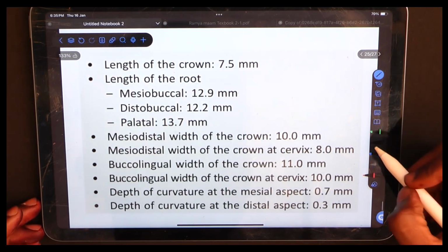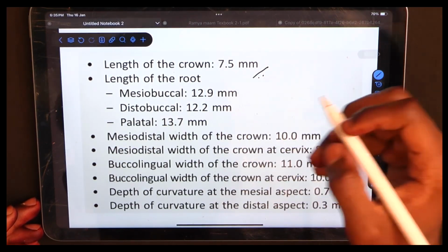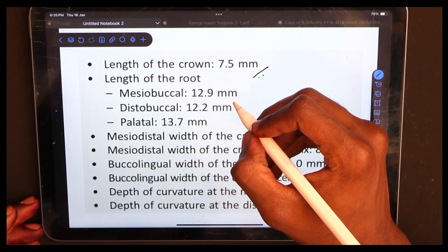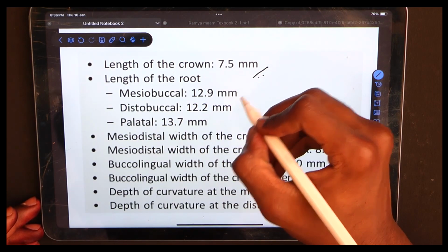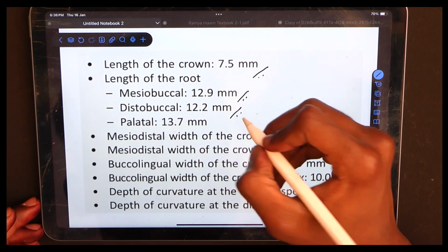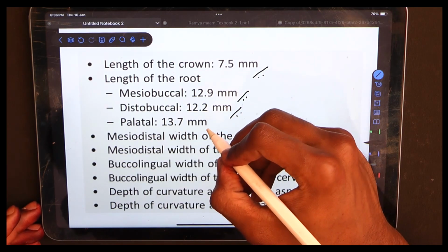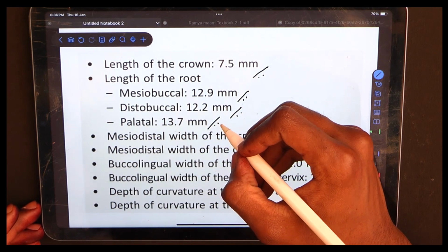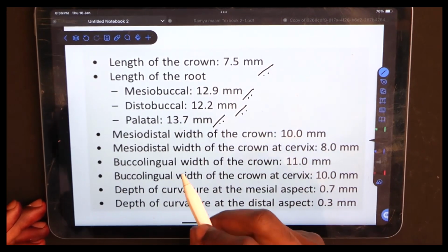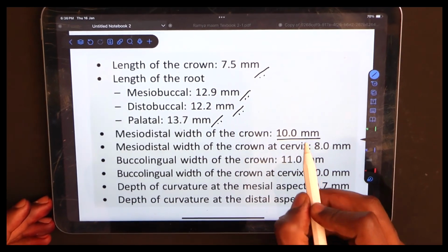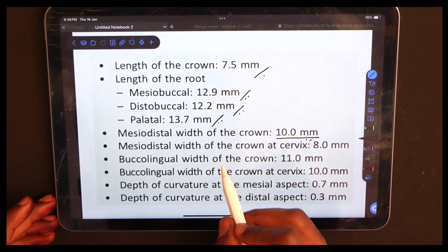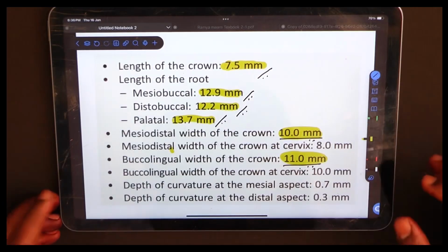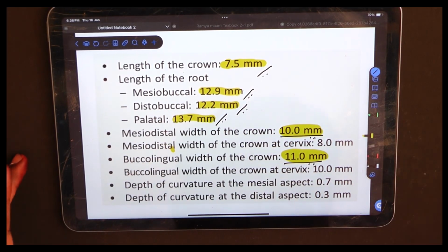The length of the crown is 7.5 mm, and the length of the roots are different. The mesiobuccal root is 12.9, distobuccal is 12.2, while the palatal root, the longest, is 13.7. The mesiodistal width of the crown is 10 mm, and the buccolingual width of the crown is 11 mm. So let me keep this aside and start with the carving.